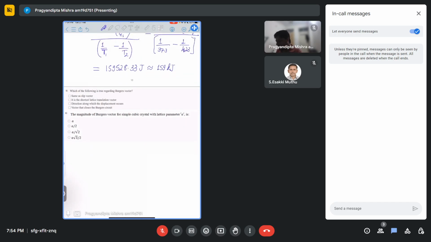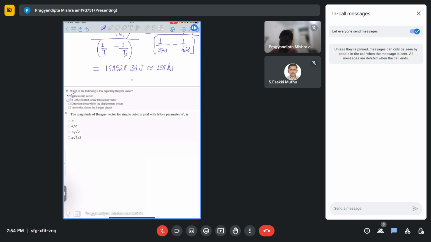Which of the following is true regarding Burgers vector? Is it the same as slip vector? That is true. We have already said that, yeah, Burgers vector and slip vector are one and the same. Okay. It is the shortest lattice translation vector, again true. We have seen why that is the case.